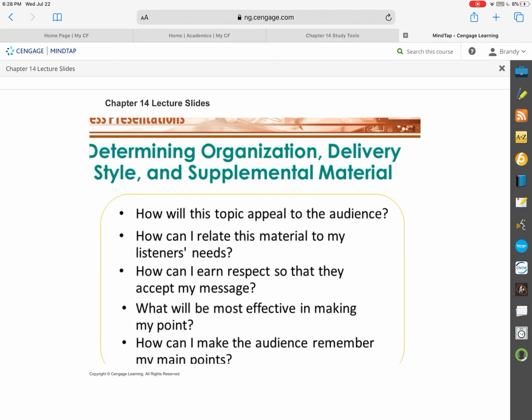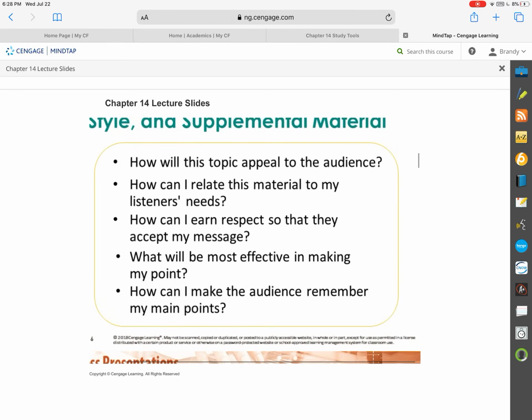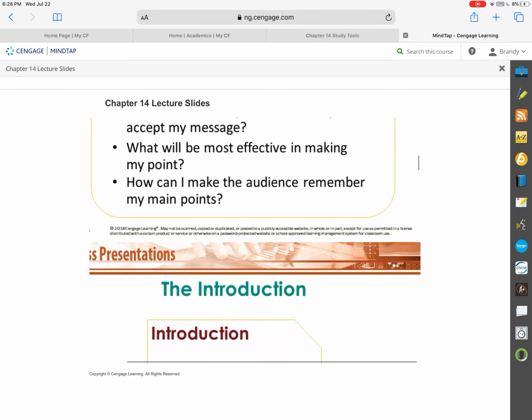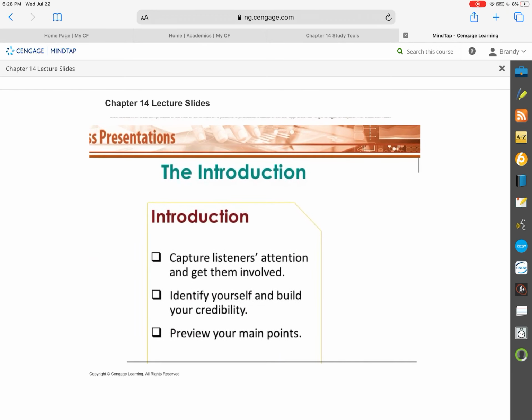I want to think about how I want to deliver. What kind of style do I want to use? How do I want to organize what I'm going to say so that it will be the most impactful? I want to earn credibility so that they will believe and buy into what I'm conveying to them. And how can I make those key points that I want them to take away effective and really make them remember what I'm trying to say?